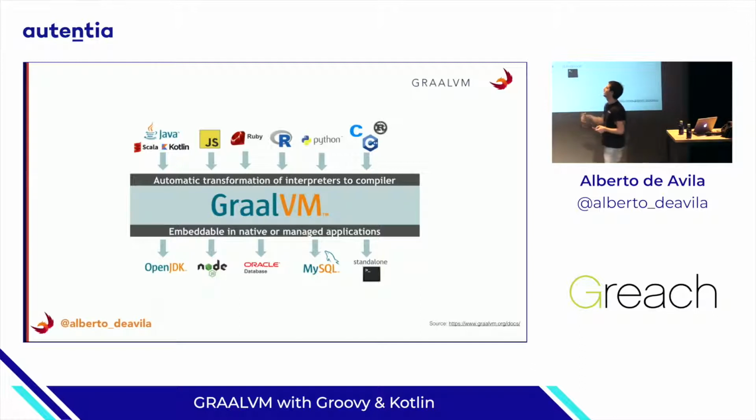So, with GraalVM, we have all of these languages that can generate a GraalVM output that can be, for example, a Java application used with OpenJDK, or even a Node application. The most popular thing using GraalVM is the standalone images, but we can also generate code to put inside our database, like Oracle or MySQL.